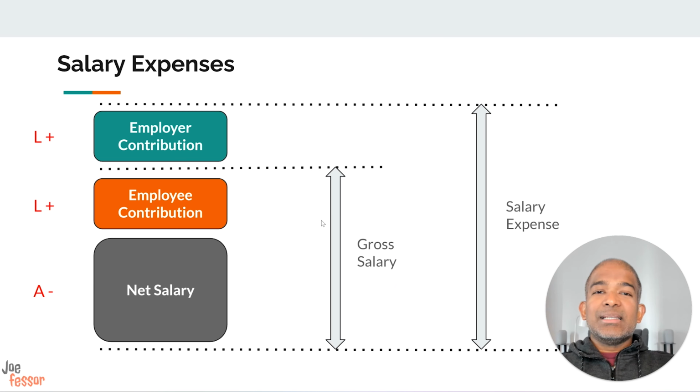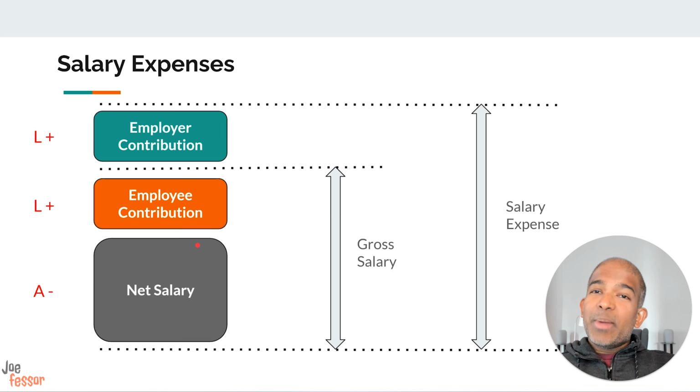Gross salary is the total agreed upon amount before any deductions. It includes the employee's net salary and their mandated contributions such as income tax or social security. Note that these employee contributions, which are part of the gross salary, are withheld by the employer and paid directly to the relevant authorities.